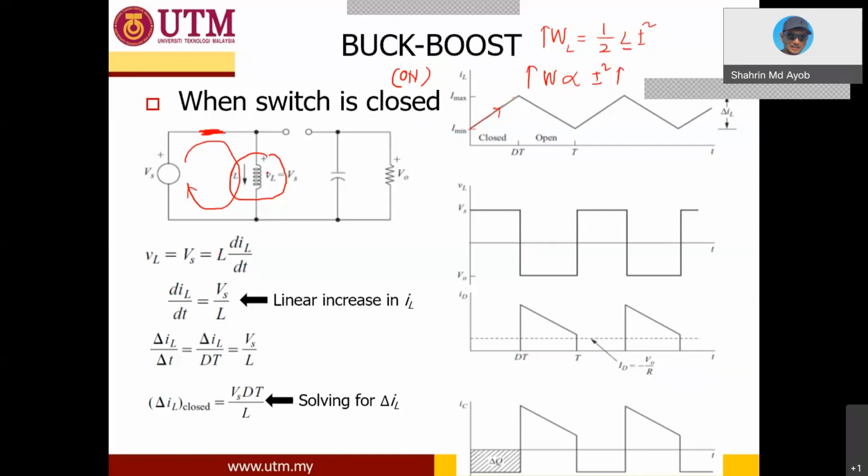Our focus is to obtain VL. Right now VL equals VS, and we already know that VL is L di over dt. The same procedure: di over dt is the change of I over the change of t. So this is delta IL during the on state over delta T during the on state, which is D.